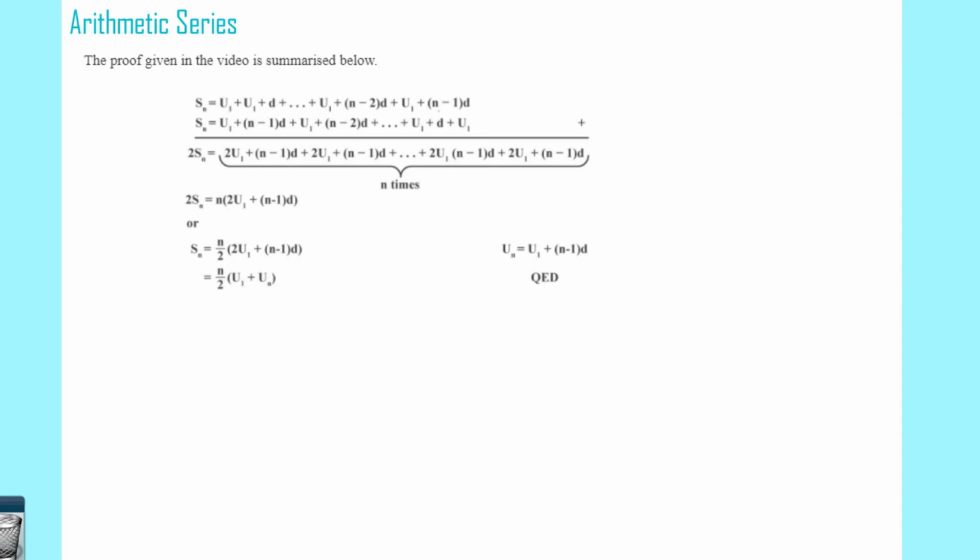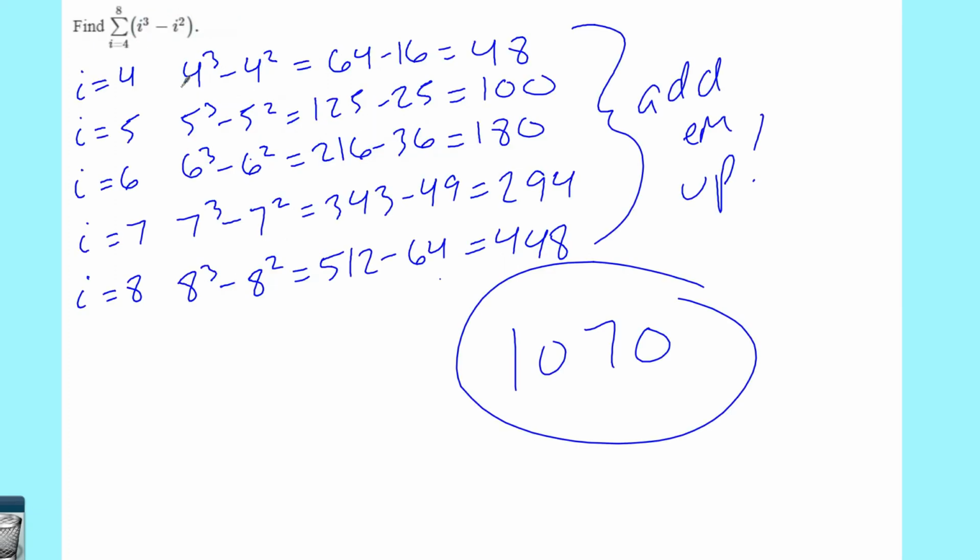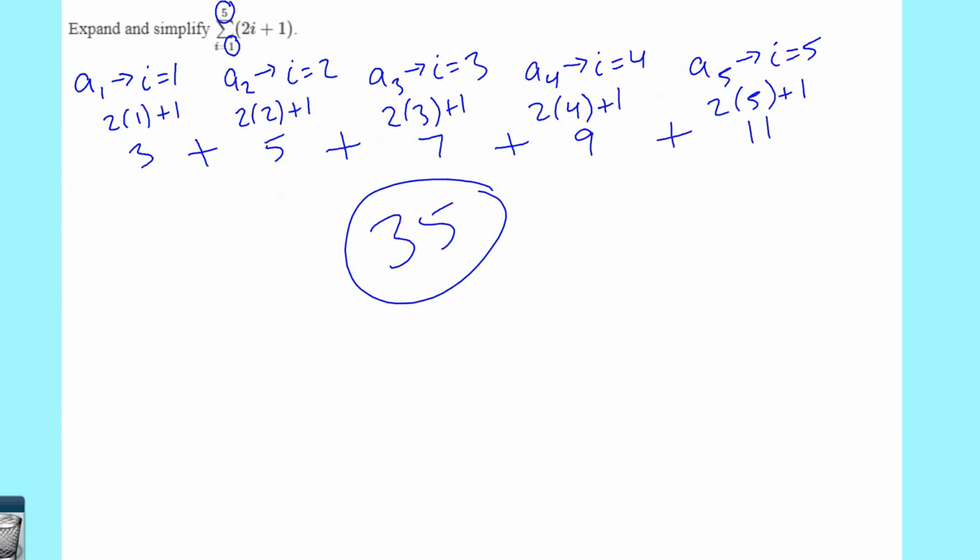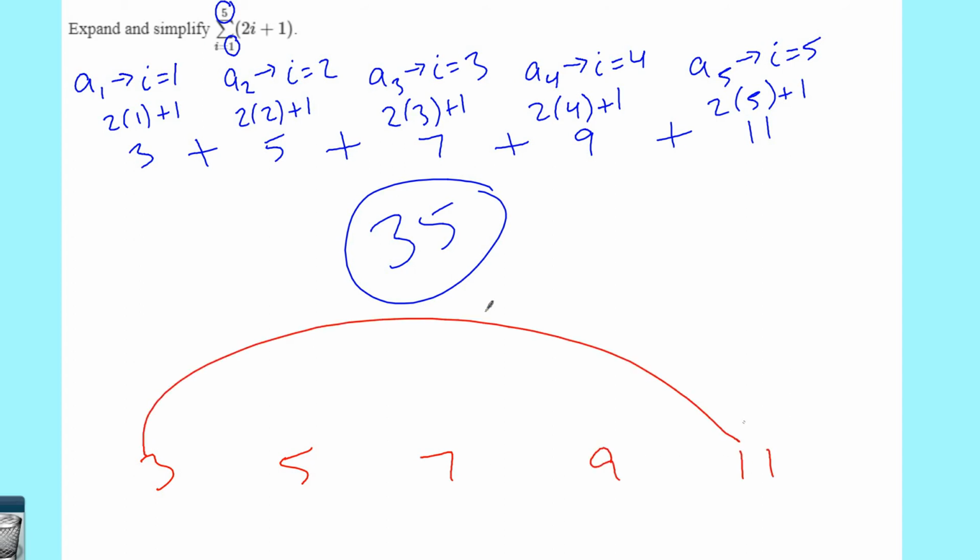I don't know if you noticed it. This is the actual proof of it. I think it's easier to show with numbers. I'm going to use numbers that are easier to add: 3, 5, 7, 9, and 11. Notice what happens when I group these a certain way. When I group 3 and 11, I get 14. When I group 5 and 9, I get 14. And 7 doesn't have a partner, but it's just half of 14.